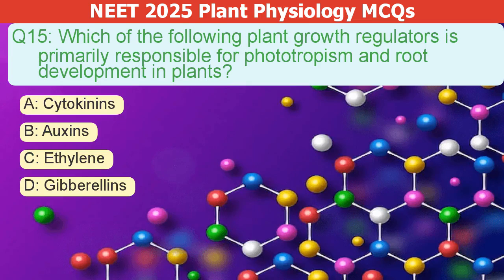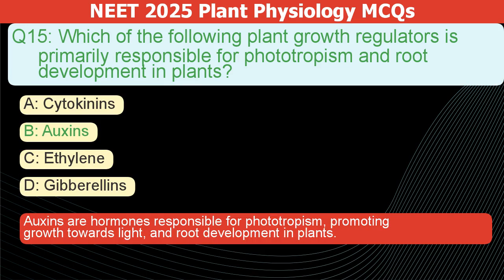Which of the following plant growth regulators is primarily responsible for phototropism and root development in plants? A. Cytokinins. B. Auxins. C. Ethylene. D. Gibberellins. The correct answer is B. Auxins are hormones responsible for phototropism, promoting growth towards light, and root development in plants.